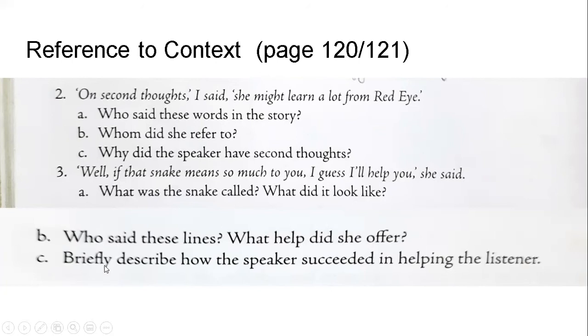And the third one, briefly describe how the speaker succeeded in helping the listener. So, the speaker, the person who's saying these lines, offered to help the listener and actually managed to help the listener. Now, how exactly did she manage to help the listener? Who's the listener? Who's the speaker? First, you have to know that. And then you can tell me how the speaker managed to help the listener. It is a bit of a detailed answer, but try and work it out in your own words.